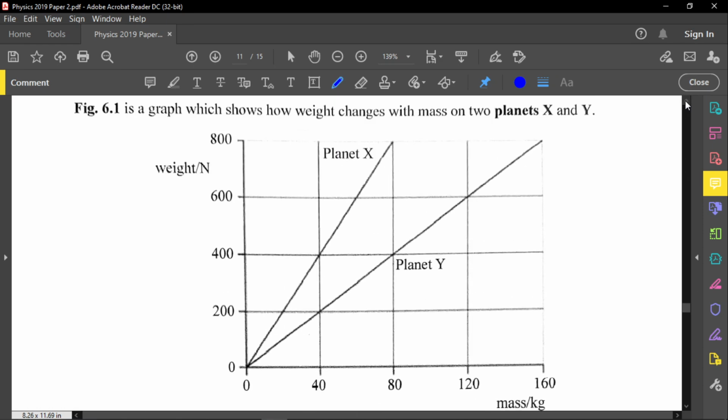So we want to use the largest possible line. For planet X, we could use all of this time. We could start from 0 for the y-axis and end at 800 right here. So that's our change of y, 800 and 0. And for the x-axis, we could start from 0 and end at 80, which is good. Remember now, 0 to 800, 0 to 80.